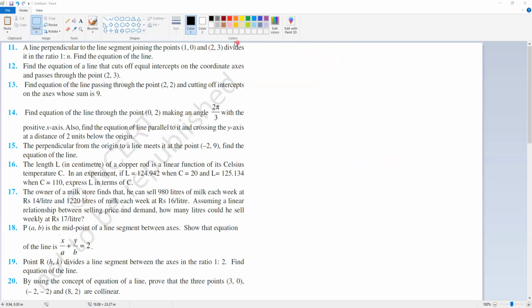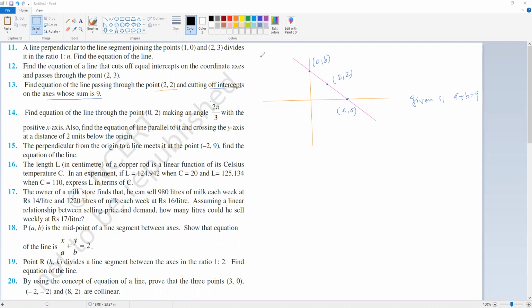Yes, sir. Next question देखो. Question number 13. So here the line is passing through 2 comma 2. So the line will be something like this. So this is a line. It is passing through 2 comma 2. And what they said is the sum of the intercepts on the axes is a. So we don't know, this is the x-intercept which is a comma 0. This is the y-intercept that is 0 comma b. So what is given is a plus b is equal to 9, right?